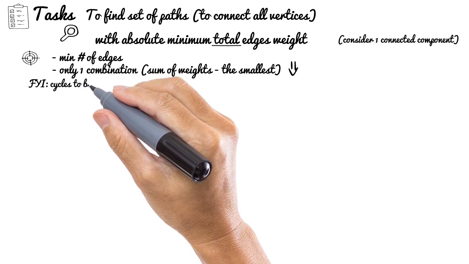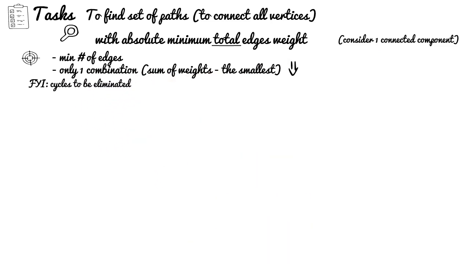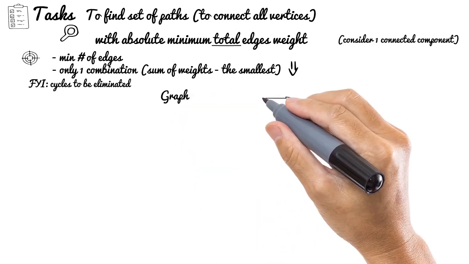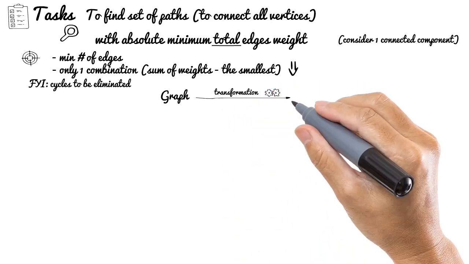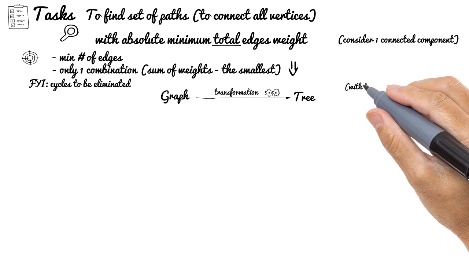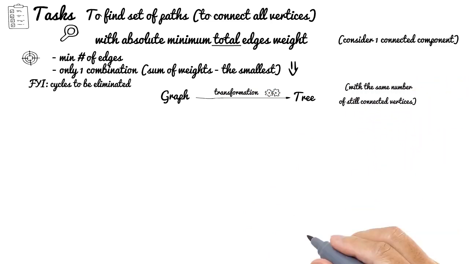Any cycles should be eliminated, because if we remove one edge from a cycle, all vertices are still connected, but the total sum of edge weights is minimized, which is our goal. So some edges of the initial graph will go away. And again, we talk about the initial graph's transformation to a structure which in fact is a tree, after removing possible cycles, with the same number of still connected vertices as in the initial graph, but with fewer edges.